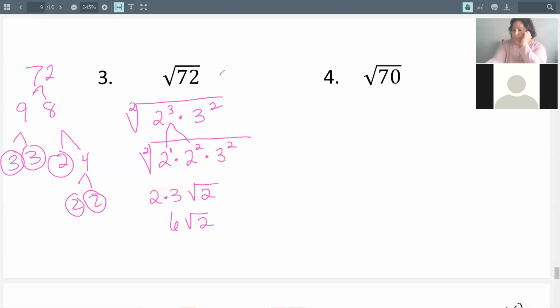Now do the check. Pick up your calculators. Do second x squared 72. That gives me 8.485. And then type in 6 second x squared 2. I got 8.485. And they check.